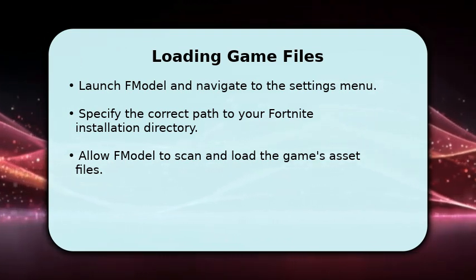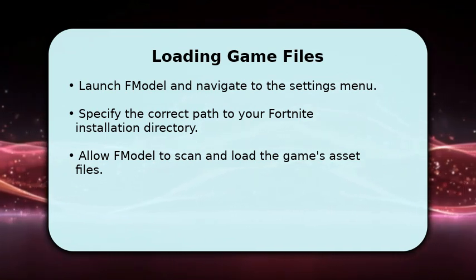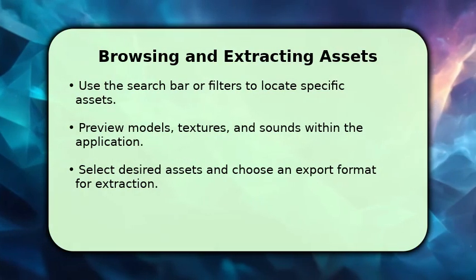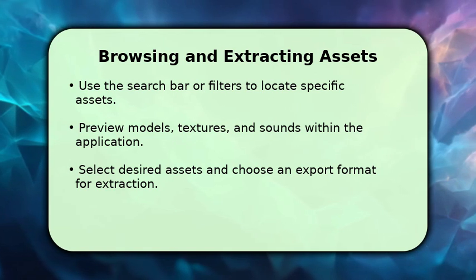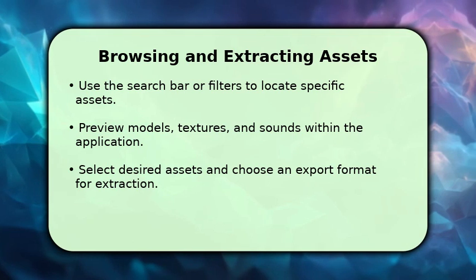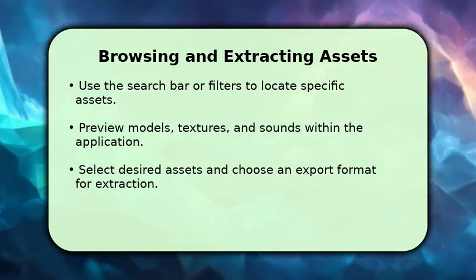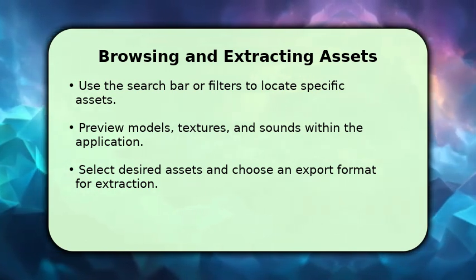After setting the path, FModel will begin scanning and loading all the game's assets, which might take a few moments depending on your system. With the game files loaded, you can now browse through the vast collection of assets. Use the search bar or various filters to quickly find specific items like character models, weapon textures, or sound effects. FModel allows you to preview many assets directly within the application.